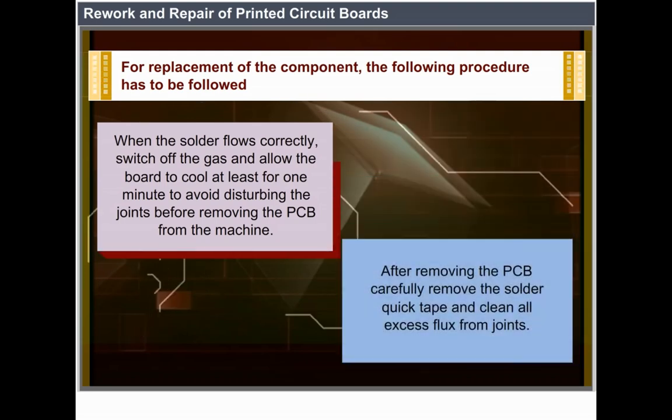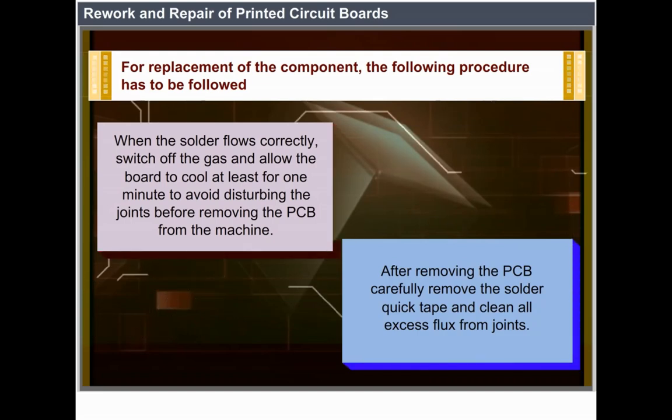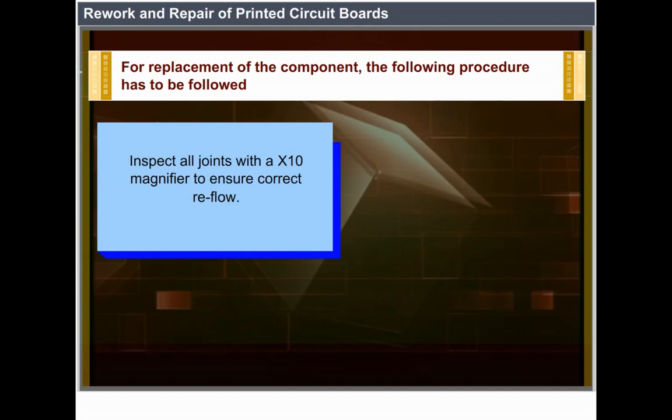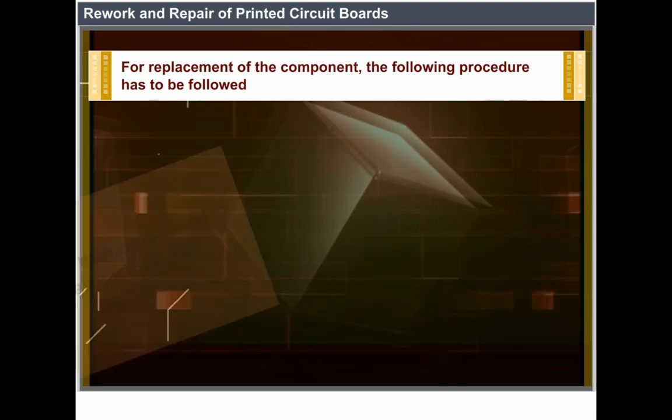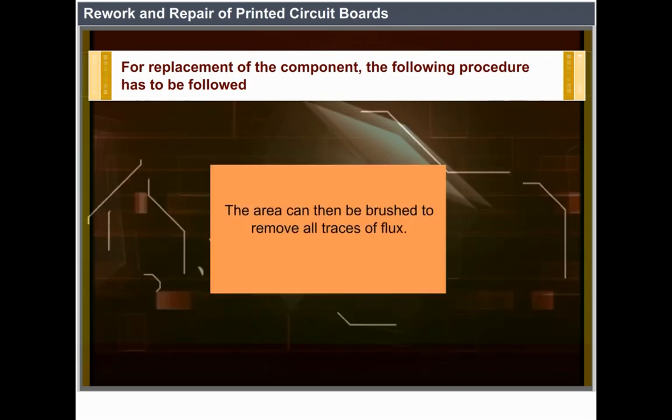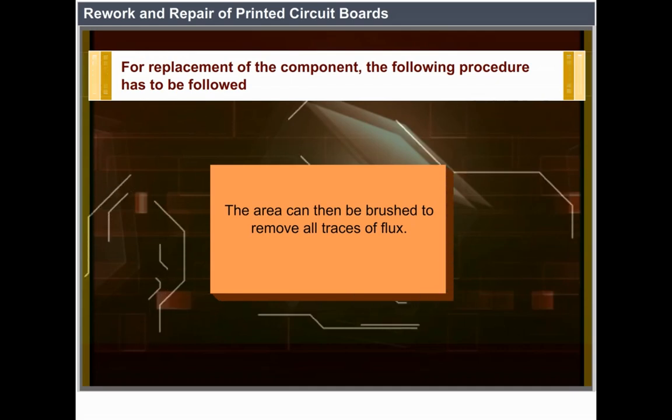After removing the PCB carefully, remove the solder quick tape and clean all excess flux from the joints. Inspect all joints with a 10x magnifier to ensure correct reflow. Clean the PCB with isopropyl alcohol in the aerosol form to ensure penetration of solvent under the component to wash out any flux. The area can then be brushed to remove all traces of flux.